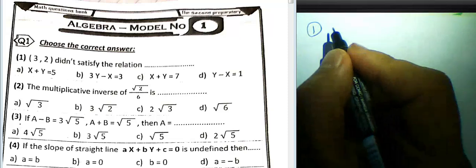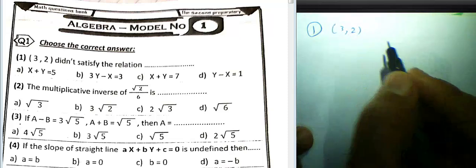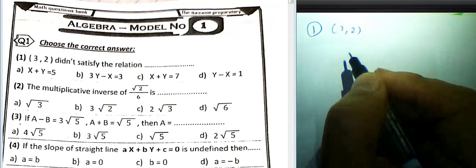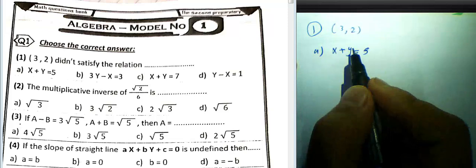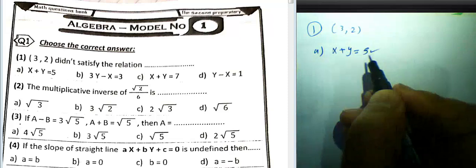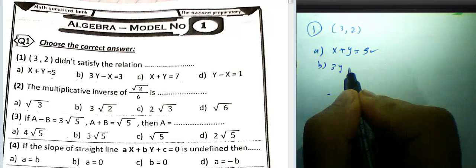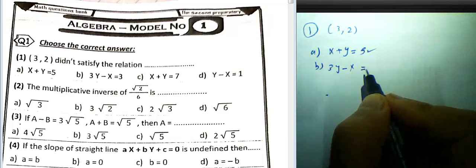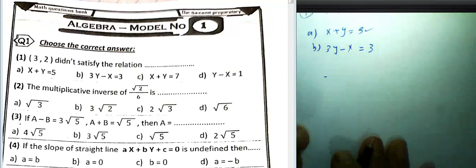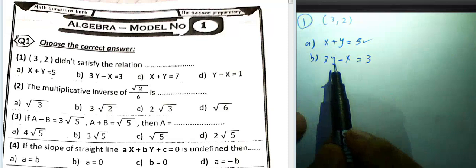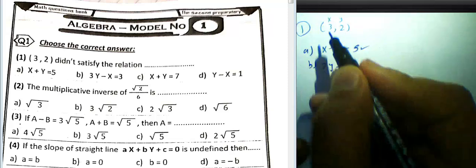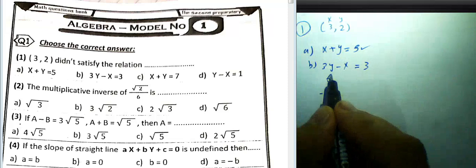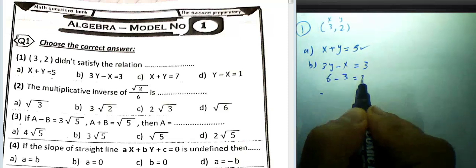Number 1, look with me here. 3 and 2, this is the ordered pair that satisfies the relation. Which one can we choose? Letter A, x plus y equals 5, it's true, because 2 plus 3 equals 5. Letter B, 3y minus x equals 3. We put 2 for y and 3 for x, since the order is x and y. So 3 times 2 equals 6, minus x, which is 3, the result will be 3, it will be true.